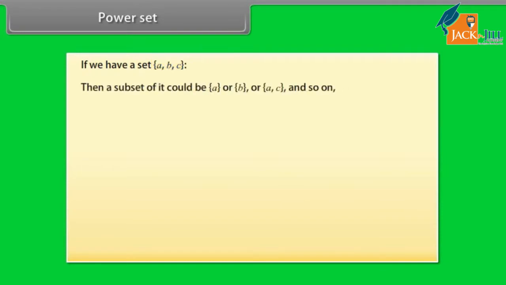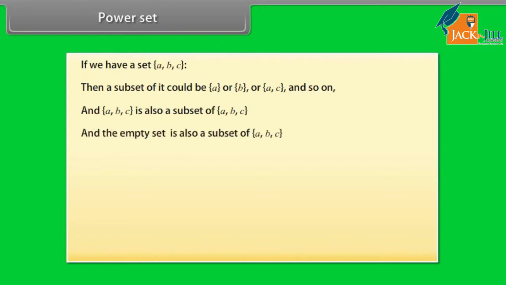Power set. If we have a set A, B, C, then a subset of it could be A or B, or AC, and so on. And A, B, C is also a subset of A, B, C. And the empty set is also a subset of A, B, C. The power set is equal to the empty set, A, B, C, A B, A C, B C, A B C.